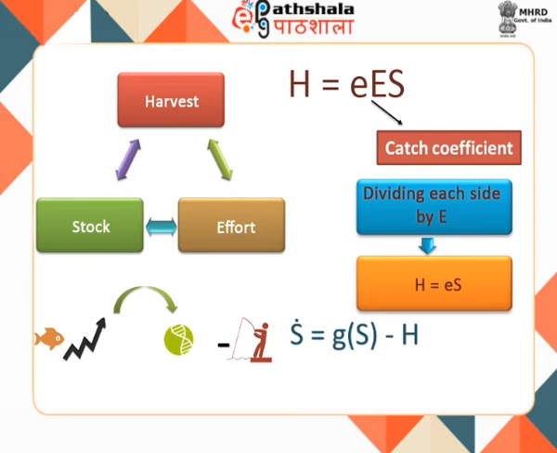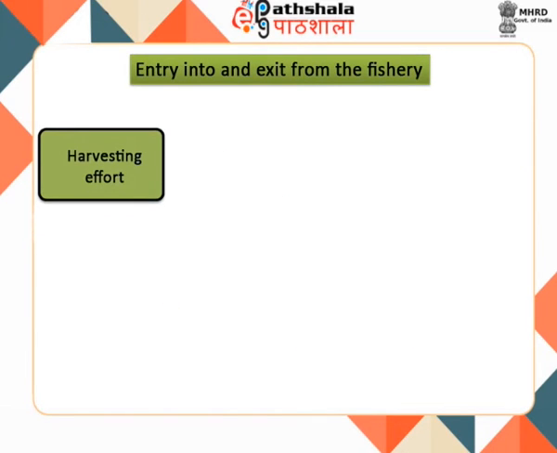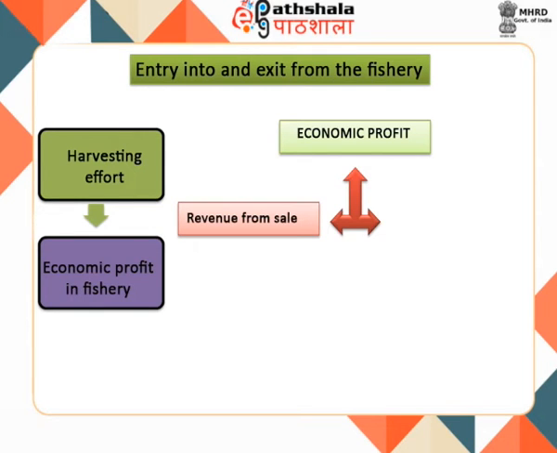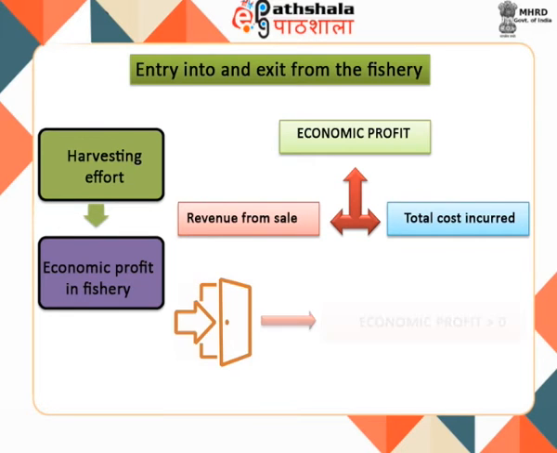The growth function of fish stock with human predation can take the form of the biological growth function less the quantity harvested, that is S dot equals G(S) minus H. Harvesting effort supplied in an open access fishery depends upon the level of economic profit prevailing in the fishery. Economic profit is the difference between the total revenue from the sale of harvested resources and the total cost incurred in resource harvesting. Free entry of firms into an open access fishery continues, thereby increasing the harvesting effort, as long as it is possible to earn positive economic profit.